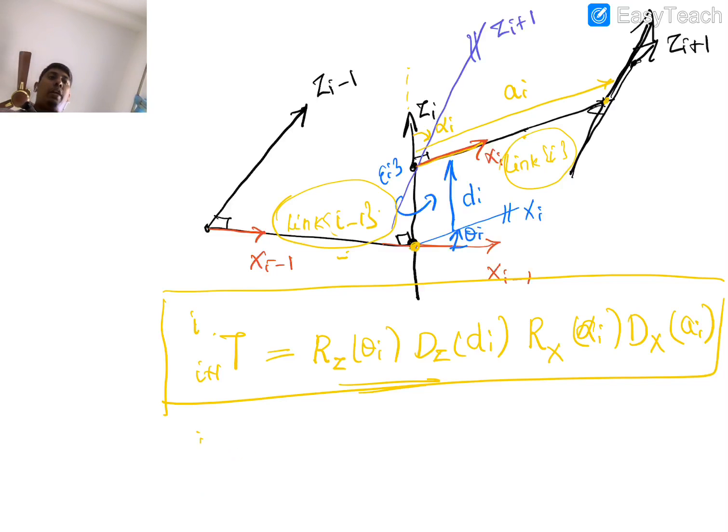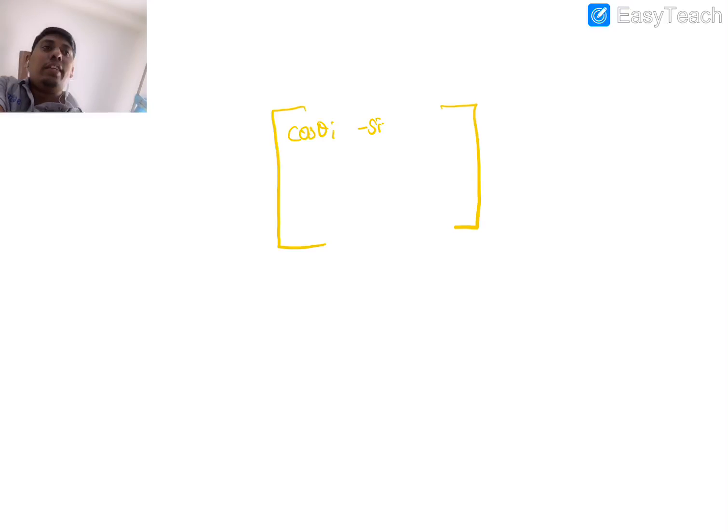So now you can see what operations we have done. The first operation, we have done the rotation about the z axis. That is cos theta I, minus sin theta I, 0, and sin theta I, cos theta I, 0, 0. So this is the first operation we did.